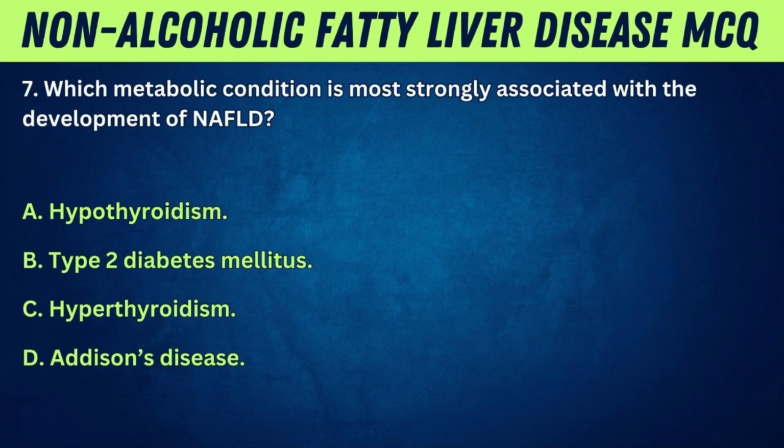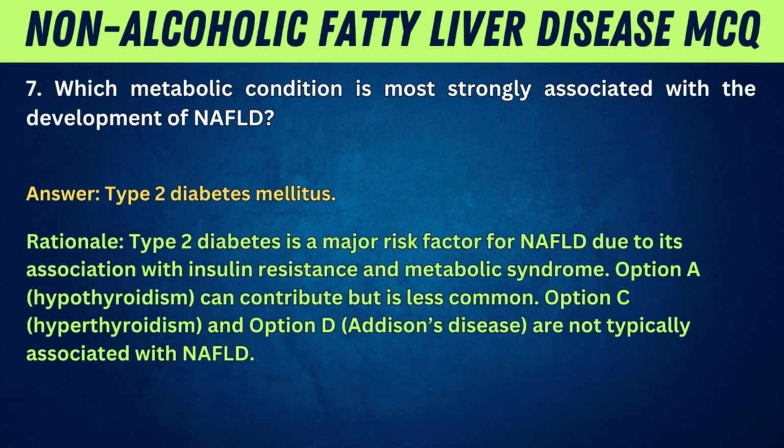7. Which metabolic condition is most strongly associated with the development of NAFLD? A. Hypothyroidism. B. Type 2 diabetes mellitus. C. Hyperthyroidism. D. Addison's disease. Answer: type 2 diabetes mellitus.